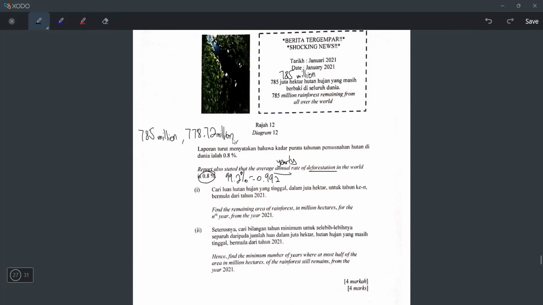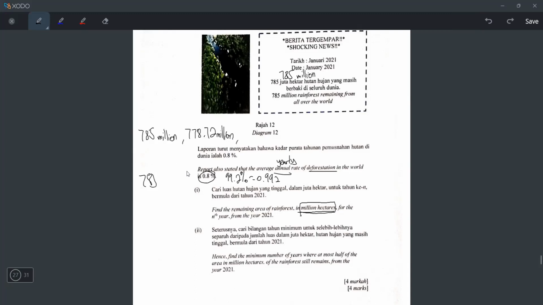You notice something: when I press my calculator, I never press 785,000,000 times 0.992. I never press that. I just press 785 times 0.992. You know why? Look at number 1. Find the remaining area in million hectares. It means they want your answer like this. They don't want the answer with all the zeros, because they want the unit in million hectares. It means they want the answer to look like this, not with all the zeros.